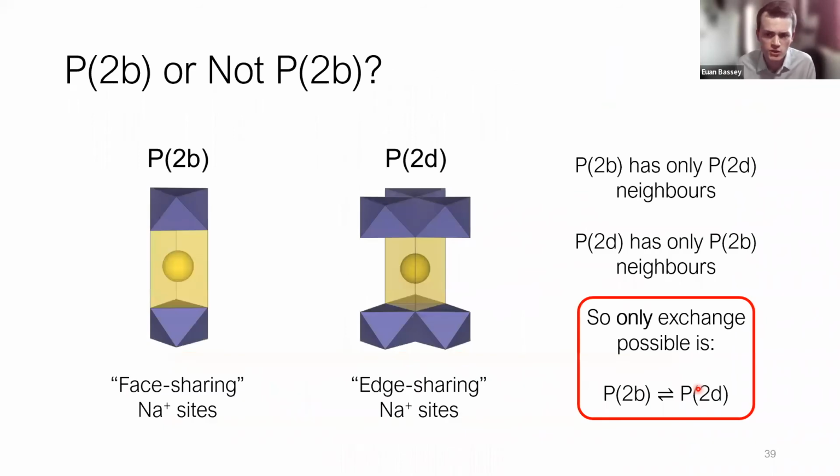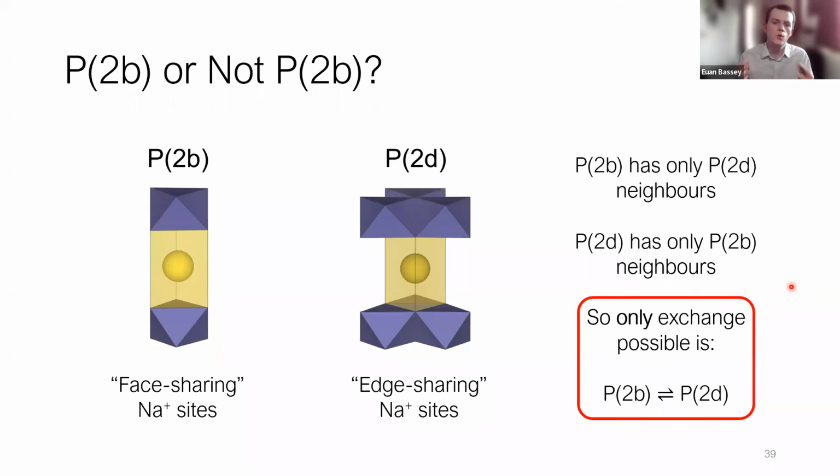Before we get into showing some of those simulations, the one thing I wanted to come back to is the 2 different sites, because we have to consider what sites we're actually exchanging between in this Bloch-McConnell. The sites we're exchanging between are a P2B and a P2D. We can't ever exchange between any other type of sites. We can't go P2B to P2B or P2D to P2D. We can only go this way around because this is how the neighbors work.